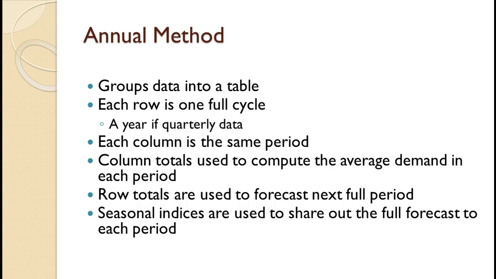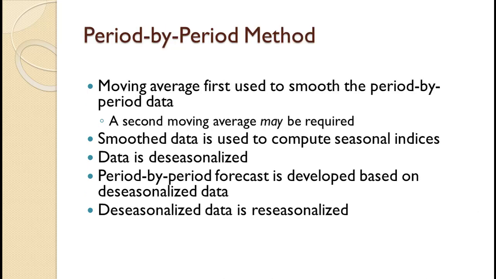Each column will be the same period measured over and over. Column totals are used to compute the average demand in each period. Row totals are used to forecast the next full period. That forecast is then broken out to the periods using the seasonal indices computed off of each column total. This is the easier approach. However, you must use the approach covered in your textbook or your instructor may not give you credit for the problem.